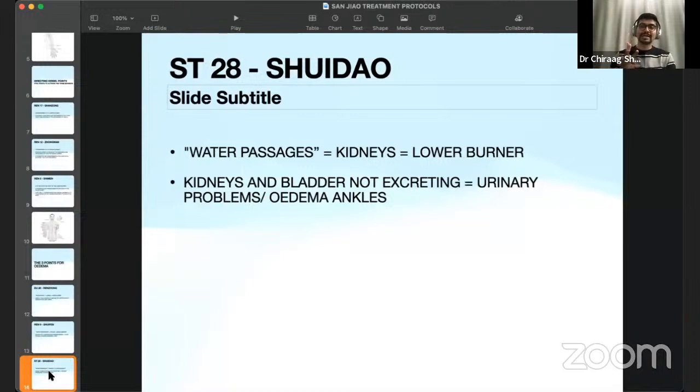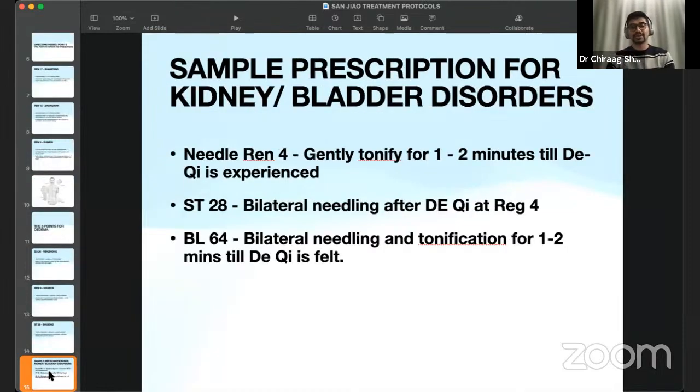All right. So these are the 3 categories of points. One are on the channel itself, one are on the conception channel, and one set is for edema. Now, with this knowledge, I'm going to share a sample prescription with all of you. It is for the kidney and bladder disorders. Now, this is what we have applied and tested, and then we are giving this to you. The first point we usually apply is REN 4. We gently tonify it for 1 or 2 minutes till the De Chi is experienced.